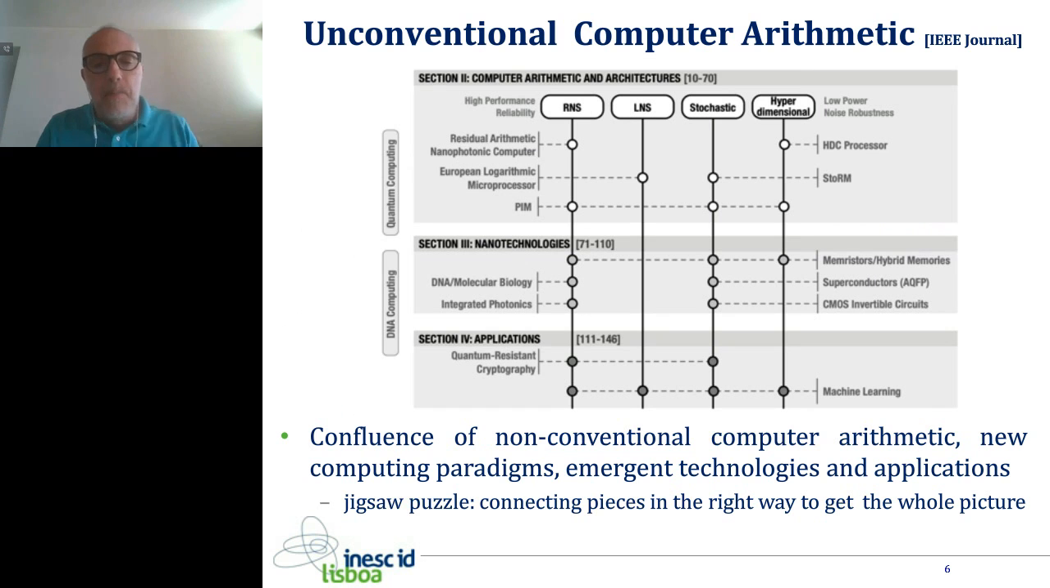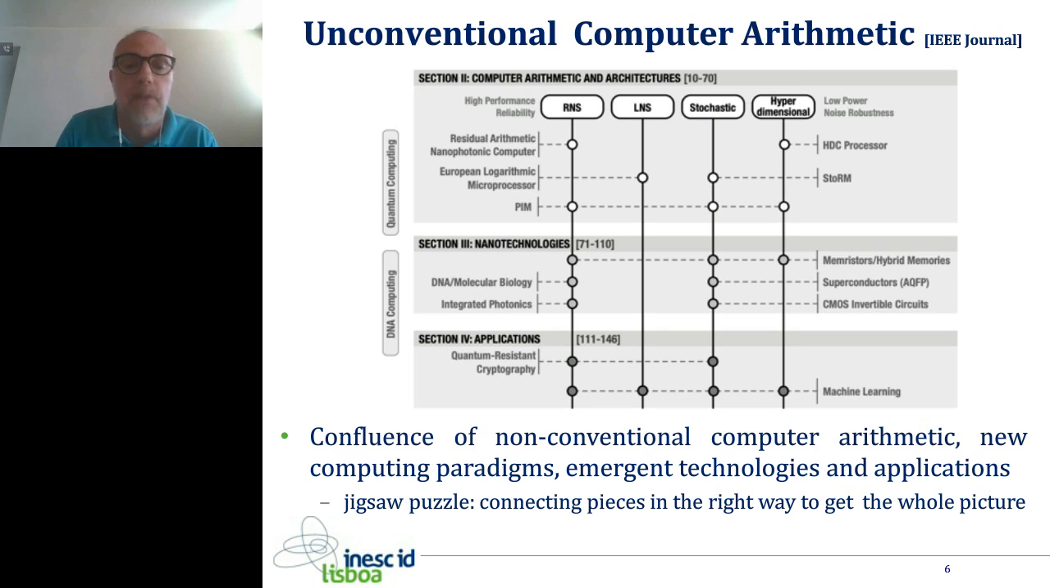I'm preparing a survey for the IEEE journal, and the organization of the paper or the survey is exactly this one that I have here. On the vertical lines, in the columns, we can see the different types of arithmetic that I will present today. And on the horizontal lines, we can see architectures or processors, and we have different ones, for instance, nanophotonic computers, PIM architectures, and HDC processors, which we will see what they mean.